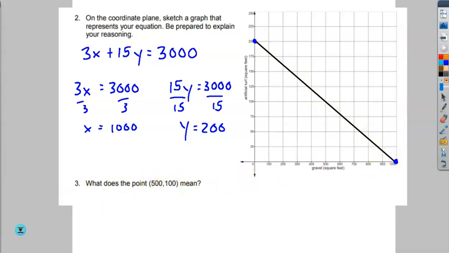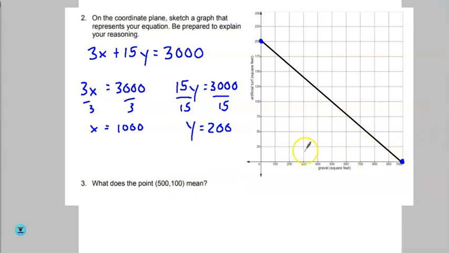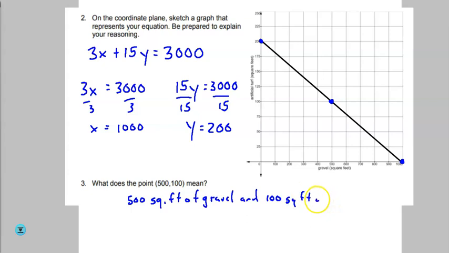What does the point (500, 100) mean? 500, 100 is right here. It's right on the line. So it means if she did 500 square feet of gravel and 100 square feet of turf, it would cost exactly $3,000 because it's right on that line.